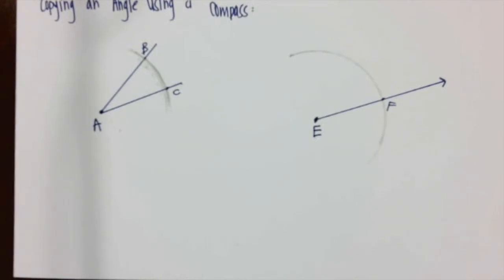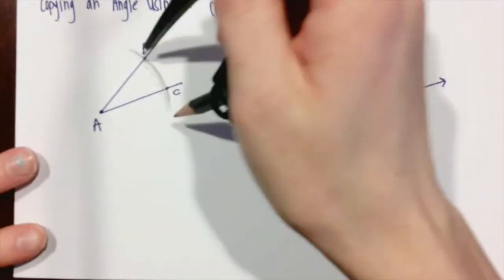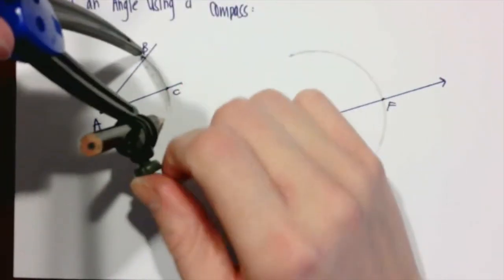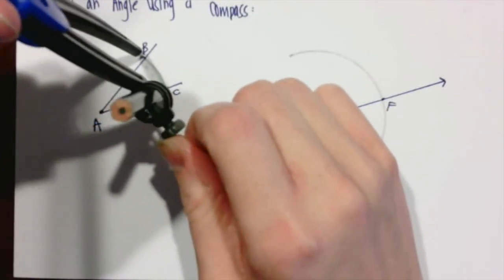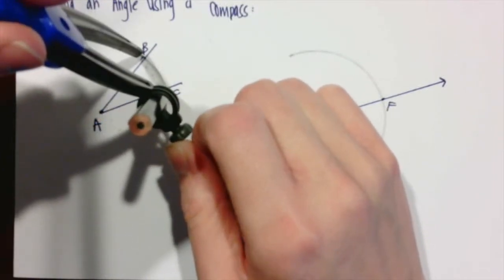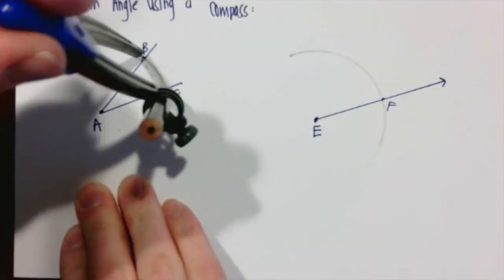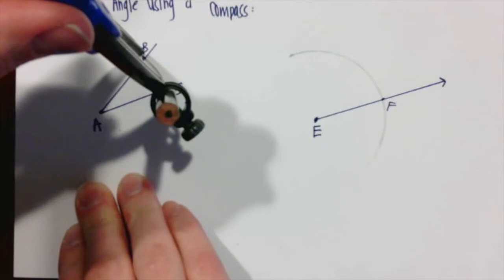So we've just completed step 5. Step 6, put the sharp point of the compass on point B of the original angle and set the width of the compass so it touches point C. So I put the sharp point on B, and then I'm going to make it just wide enough so that the pencil is on C. So I'm going just the width of my angle.